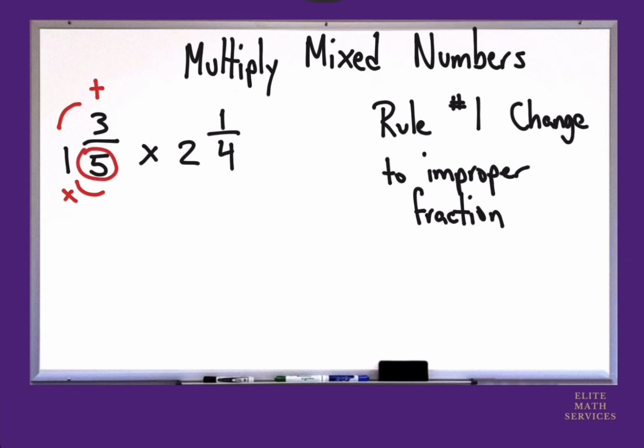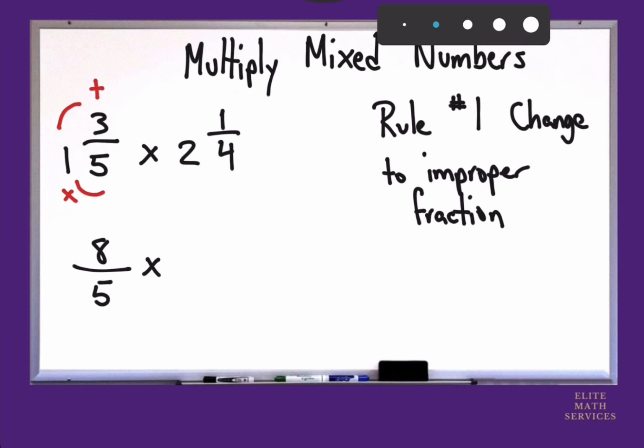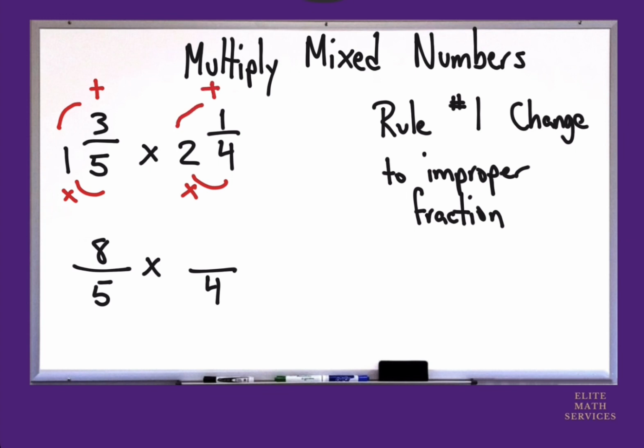So we're going to go ahead and put our denominator as 5. We're going to multiply our 5 times the 1, which gives us 5, plus the numerator up top, which gives us 8. Then we're going to do the same thing to the second mixed number. We're going to keep our denominator the same. We're going to put our 4 at the bottom, multiply 4 times 2, which is 8, plus our numerator, which gives us 9.